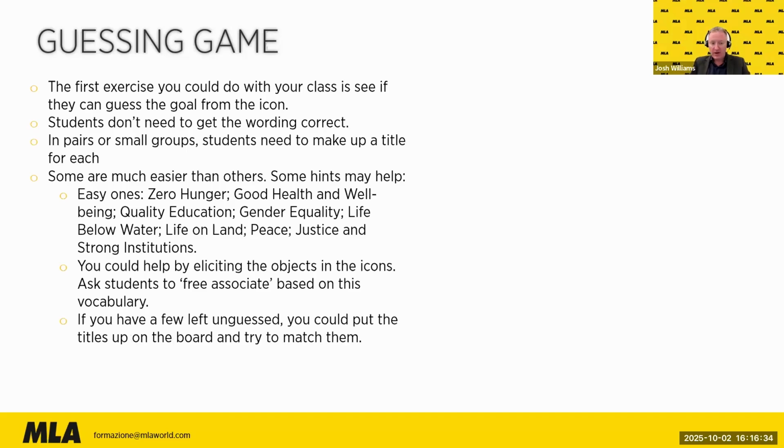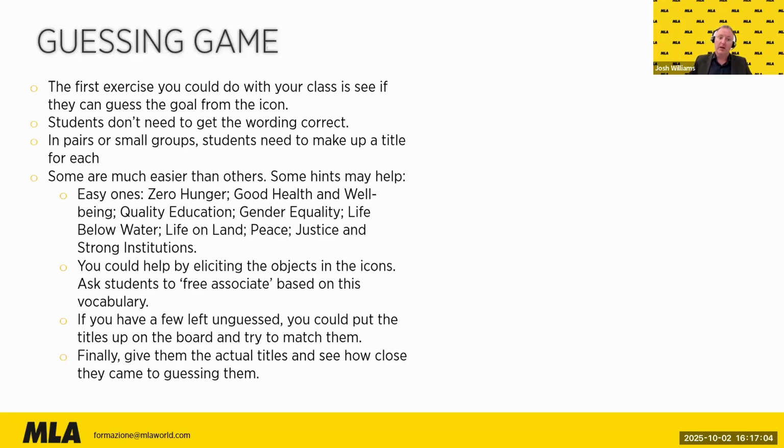Okay. If you have a few unguessed, I guess what you could do is put the titles up on the board and they can match them, or you could even give them one to each group and they have to come up with an idea for what that could be. Okay. And then finally, obviously, give them the actual titles, see how close they came to guessing them. And again, I wouldn't be emphasizing that a guess such as no hunger is incorrect. We had zero hunger. Okay, this is not an incorrect guess.